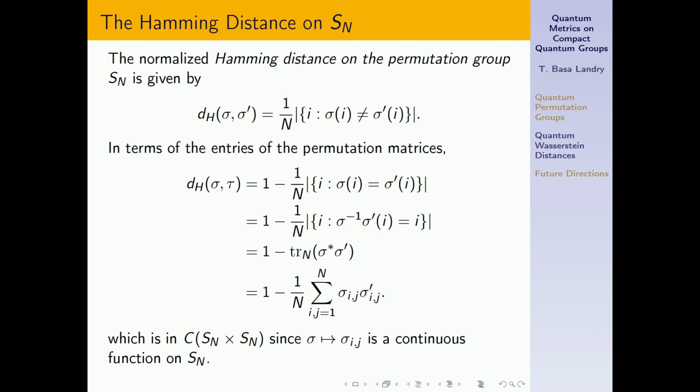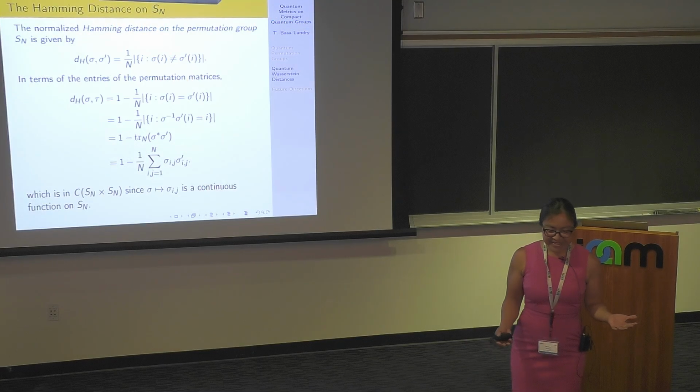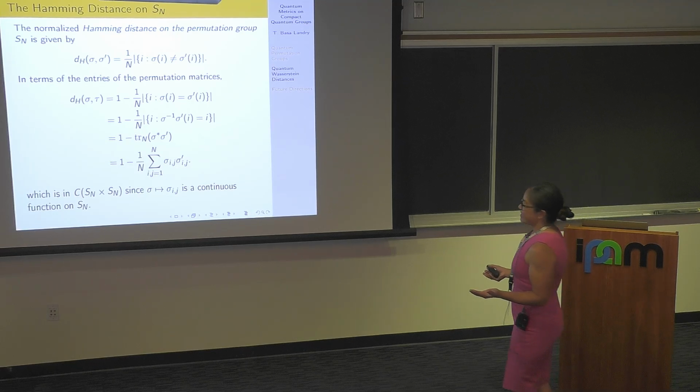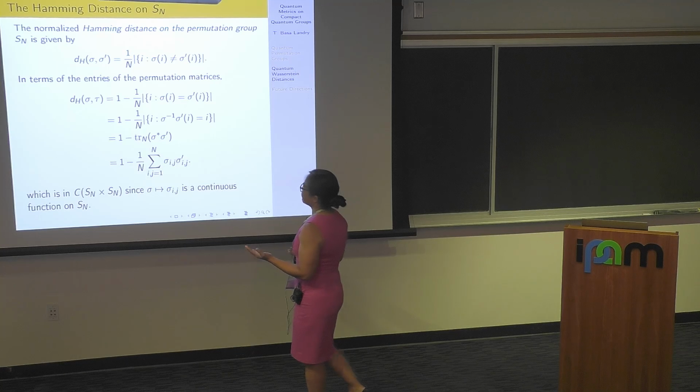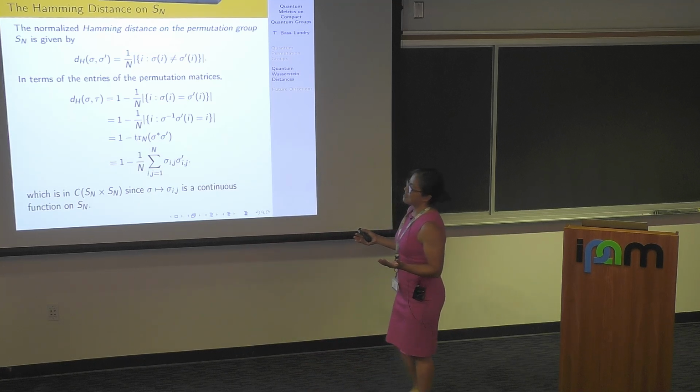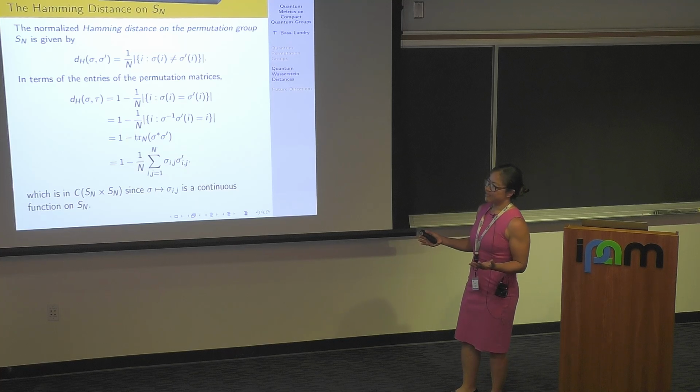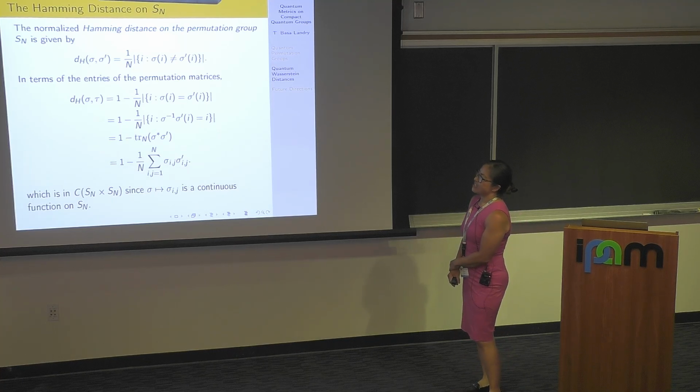And so we wanted to define a quantum metric on the quantum permutation group that recovers the Hamming distance on the classical permutation group. Because of course you could define any quantum metric, but if it doesn't recover something in the classical case, then you don't really have a perspective with which to view it that is meaningful.